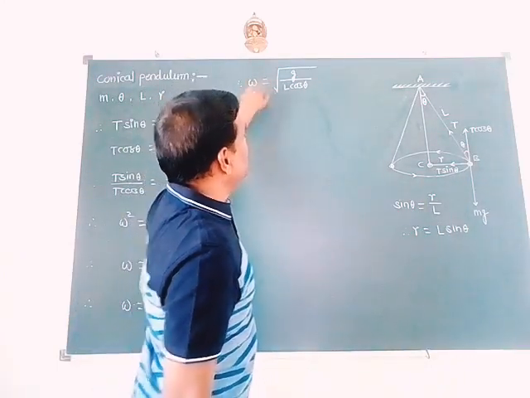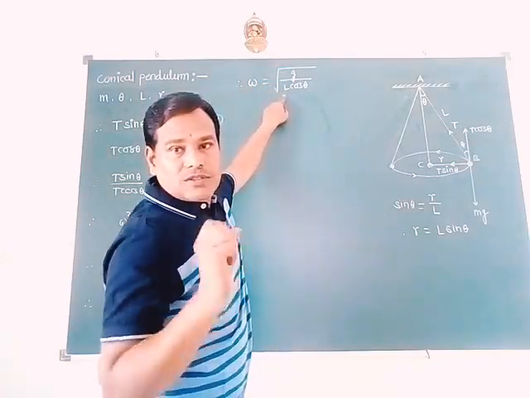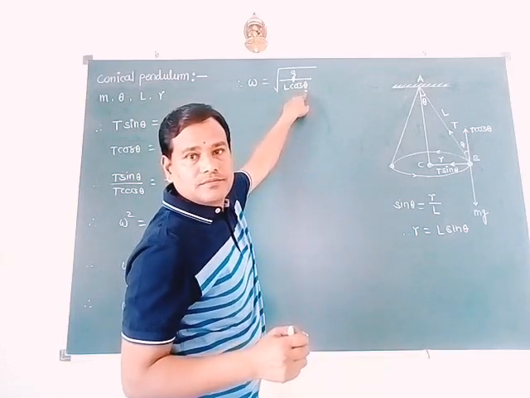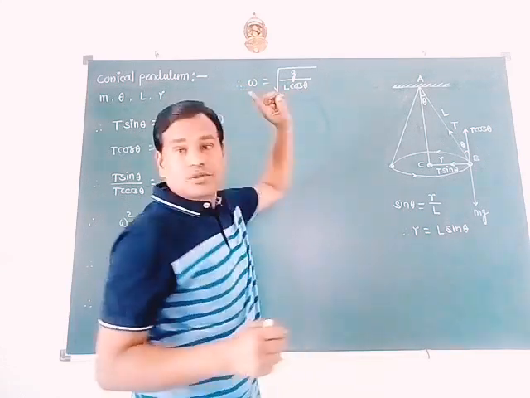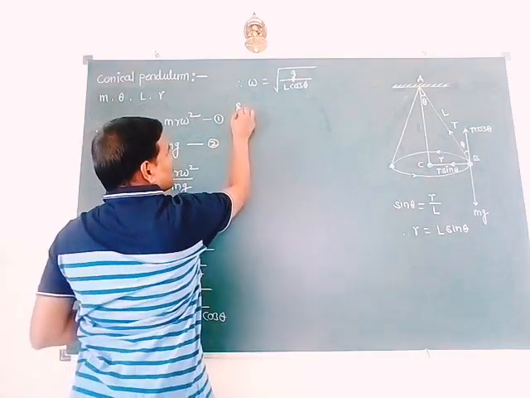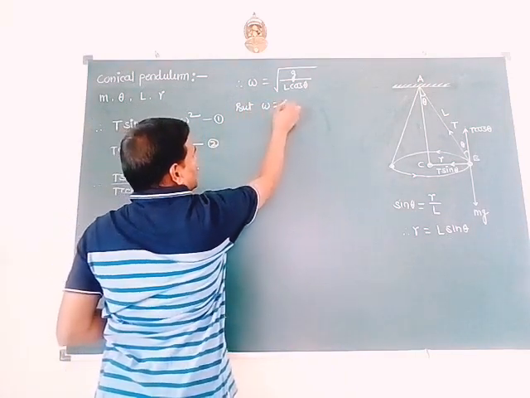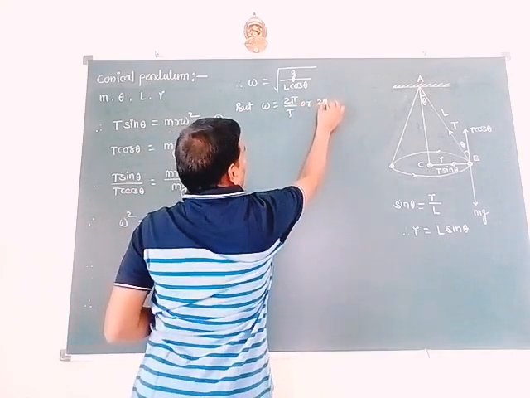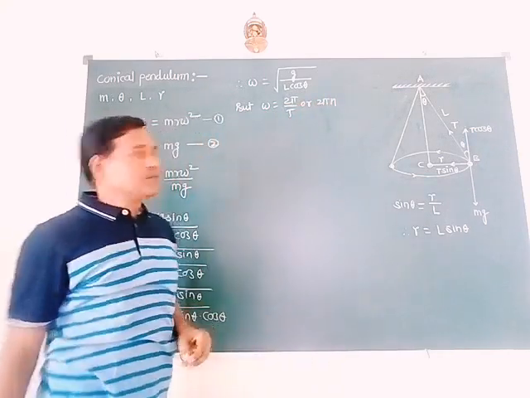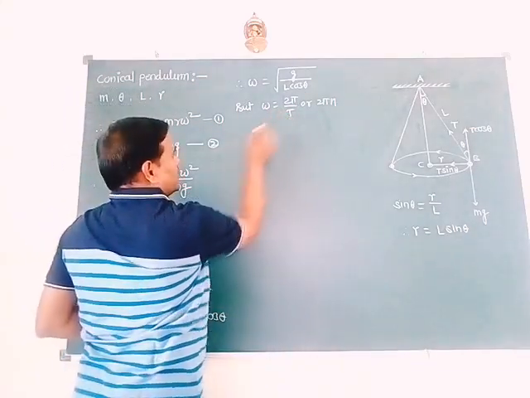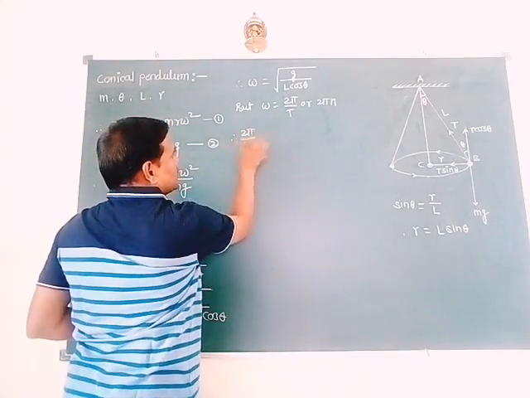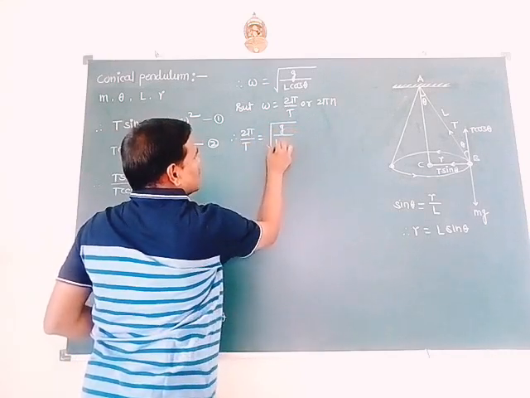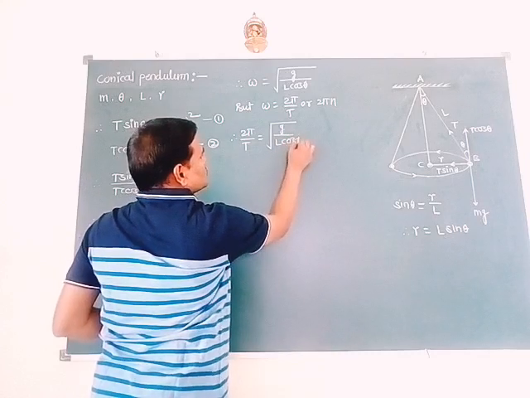It is clear that g and L are constant, so omega depends upon cos theta. Omega is inversely proportional to cos theta. But we know that omega equals 2 pi by capital T or 2 pi n, where n is frequency. Therefore 2 pi by capital T is equal to square root of g by L into cos theta.